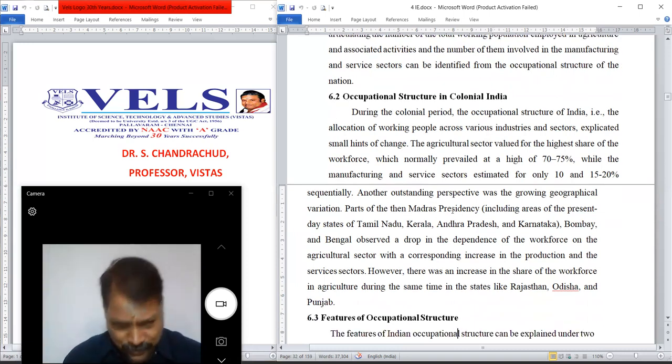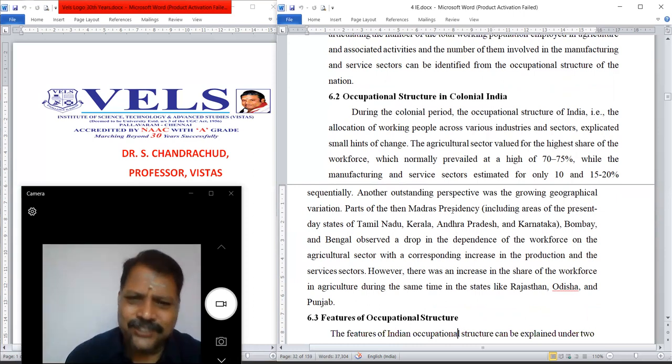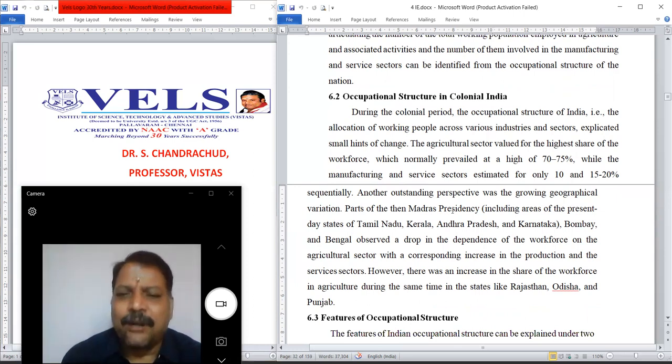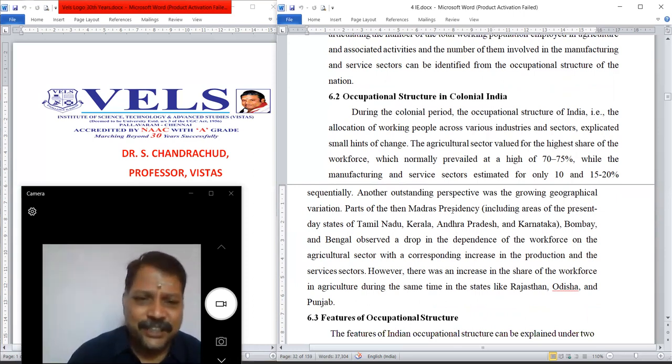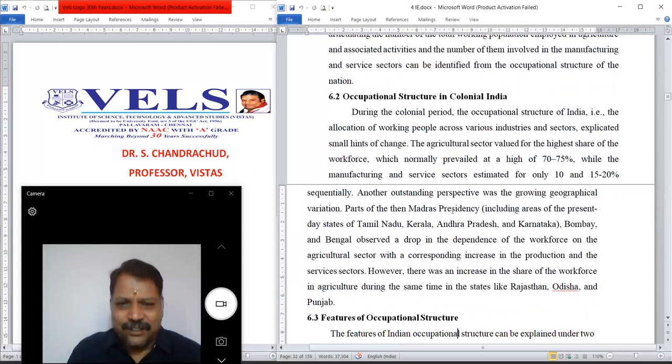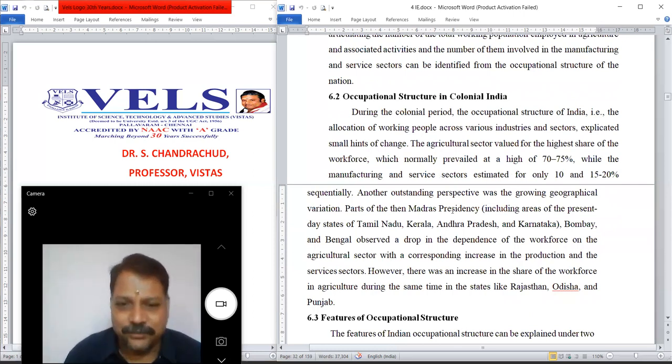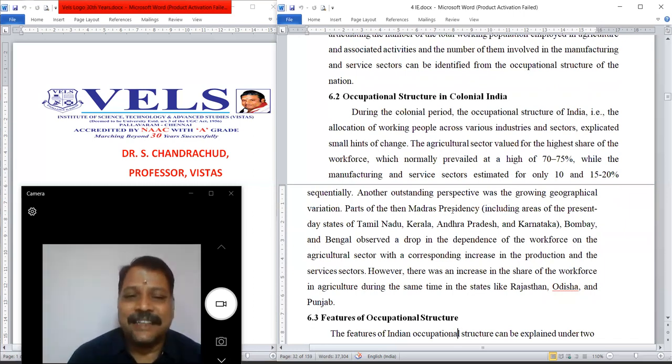Another outstanding perspective was the growing geographical variation. Because of the variation in geography, the workforce keeps changing. Part of the Madras Presidency, including the area of present-day Tamil Nadu, Kerala, Andhra Pradesh and Karnataka, was called the Madras Presidency. At that time, agriculture was predominant in its occupational structure. Apart from that, Bombay and Bengal observed a drop in dependence of the workforce on agriculture, with a corresponding increase in production. Some changes also happened in the manufacturing and service sectors.